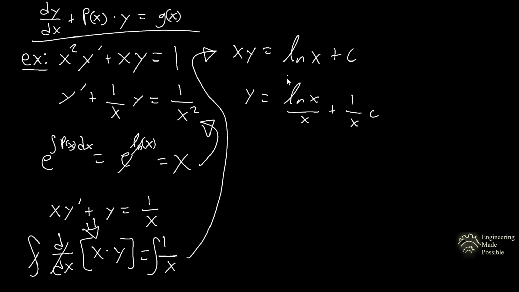You get it to your standard form, leaving y by itself on one side of the equation. And this is your general solution to the differential equation. y is equal to ln of x divided by x plus 1 over x times your arbitrary constant c.